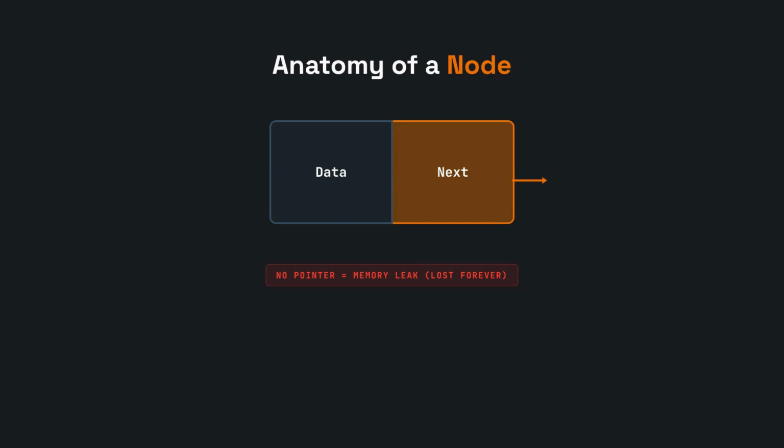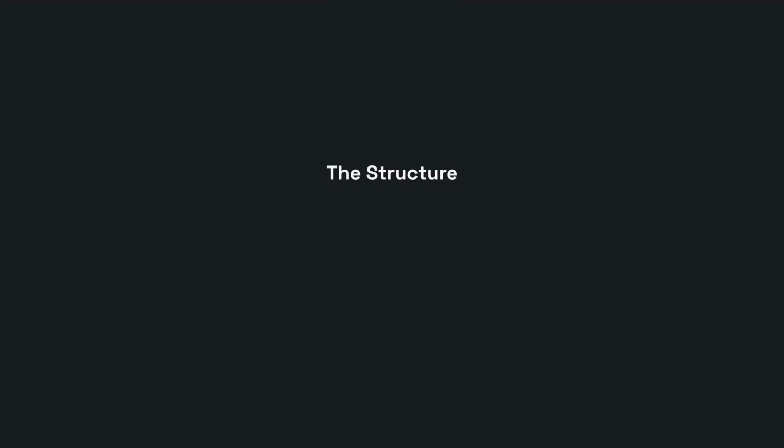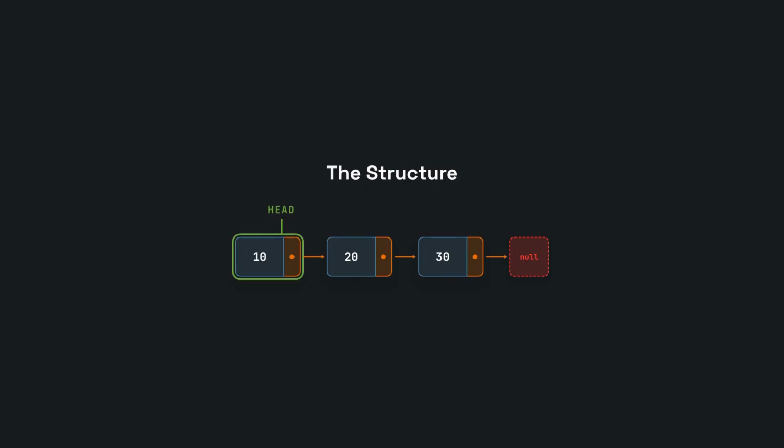When we link these nodes together, we create the chain. The very first node is called the head. This is the most important variable. If you lose the head, you lose the entire list. The last node points to null, telling the program, "Stop here, the list is over." Many implementations also track the tail, a pointer to the final node, to make adding to the end much faster.